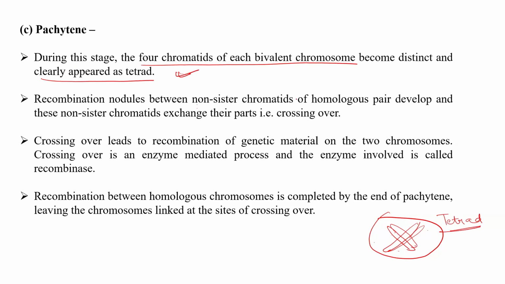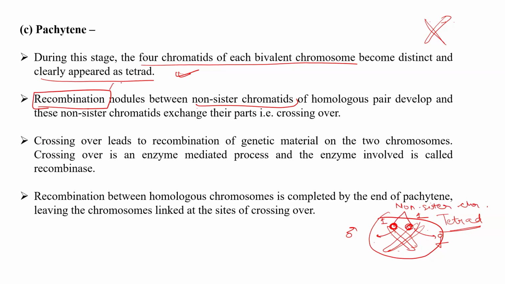Recombination nodules between non-sister chromatids. So in mitosis, we see that they were called sister chromatids as they are the chromatids of the same chromosome. But in this, suppose this is one, this is also one. This is from the paternal side, this is from the maternal side. Now the sister chromatid of this paternal with the maternal is called the non-sister chromatid. So this is very important. In this, a recombination nodule is formed between the non-sister chromatids.